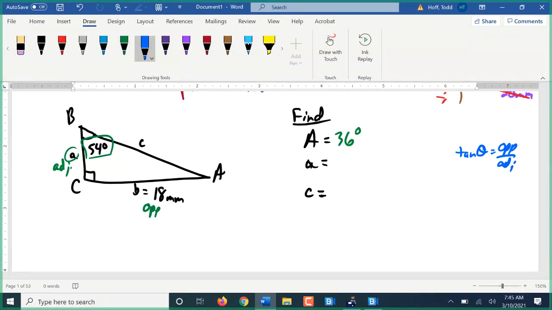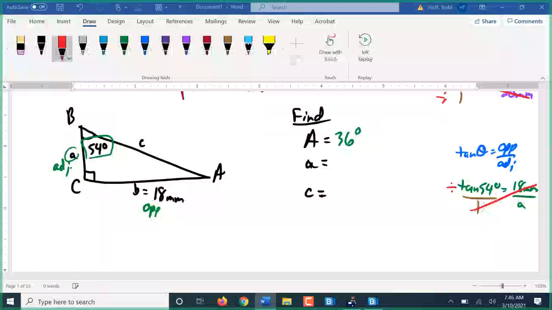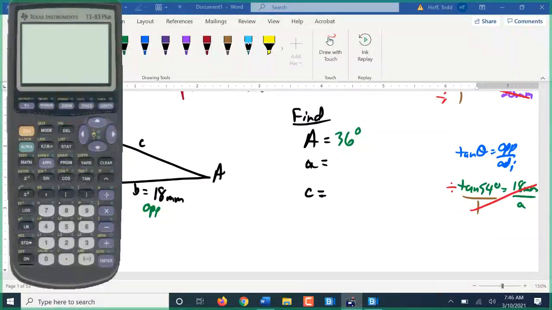I'm going to fill in the information first, I suppose. Angle is 54 degrees. 18 millimeters over A. Now I'll make it a proportion by putting the tangent over 1. And now this is why I do that over 1, because here you have to have that 1 in there in order to cross multiply. So 1 times 18 is just 18, divided by the tangent of 54 degrees. 13.08.